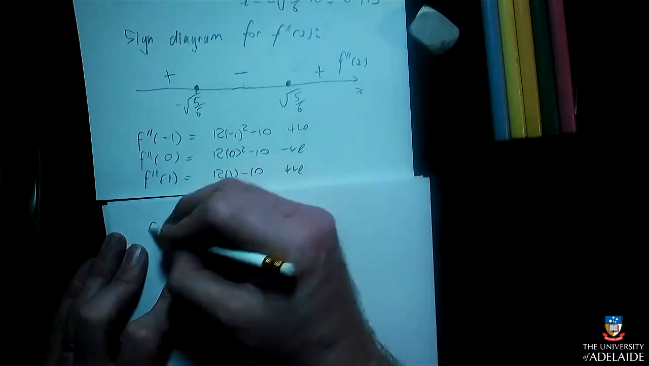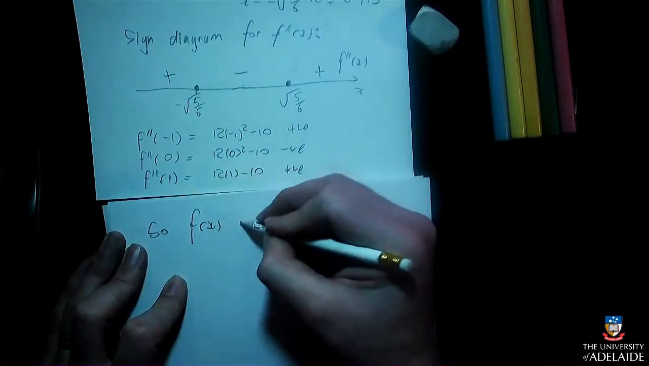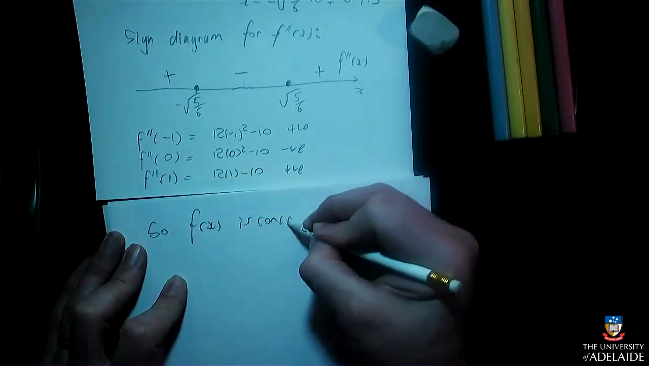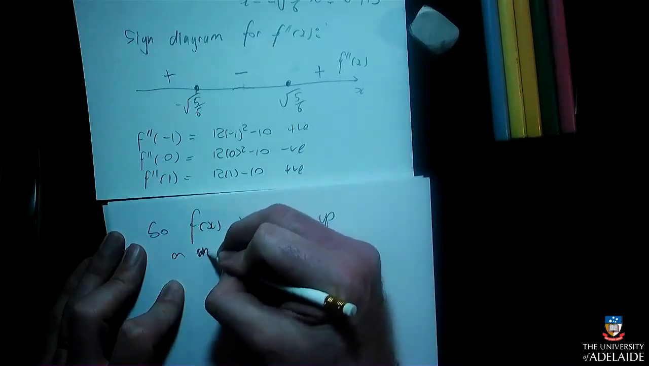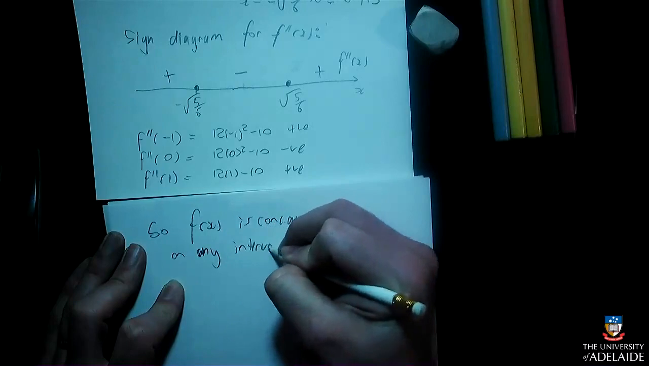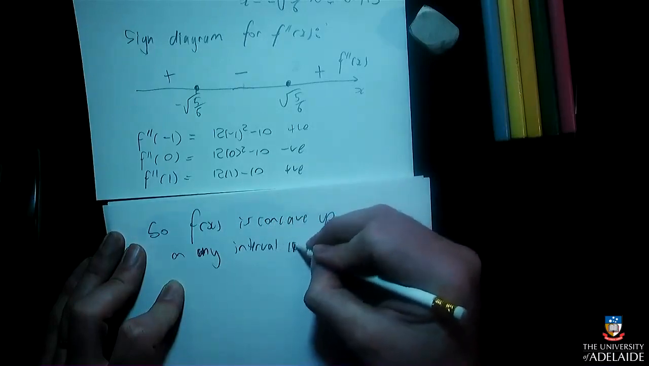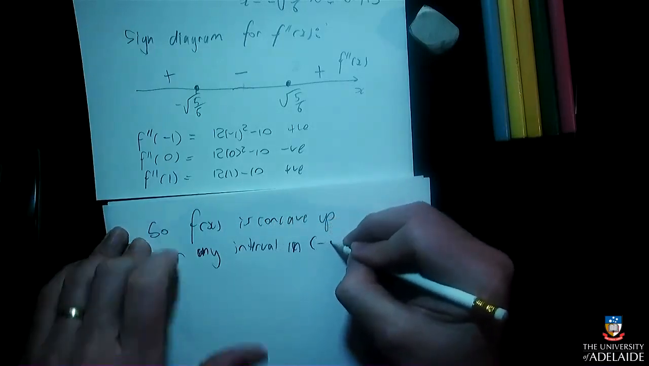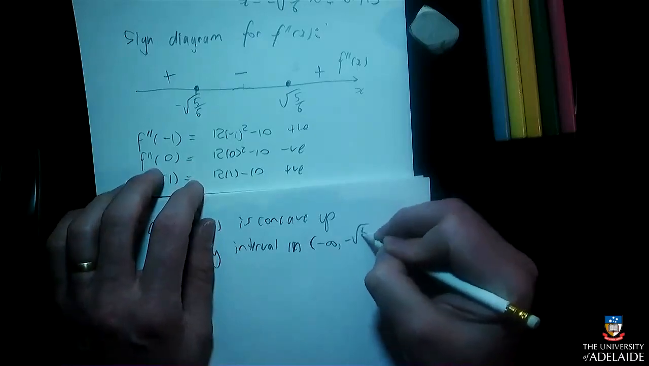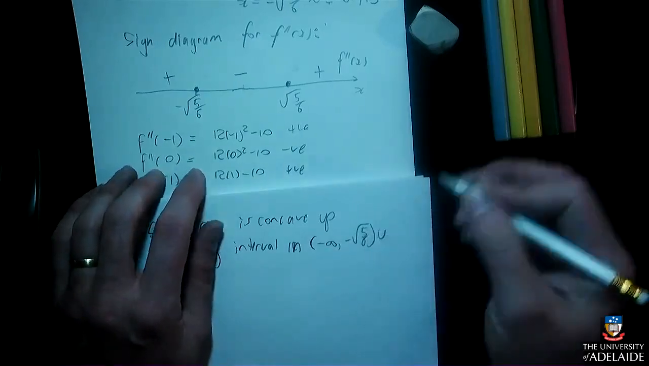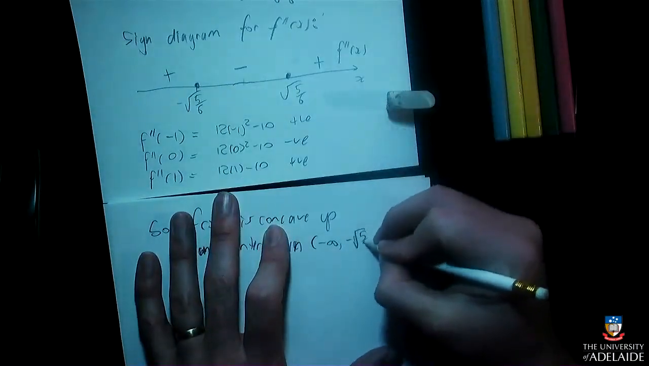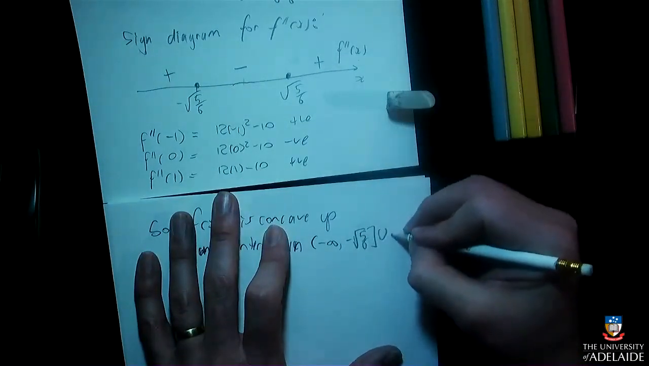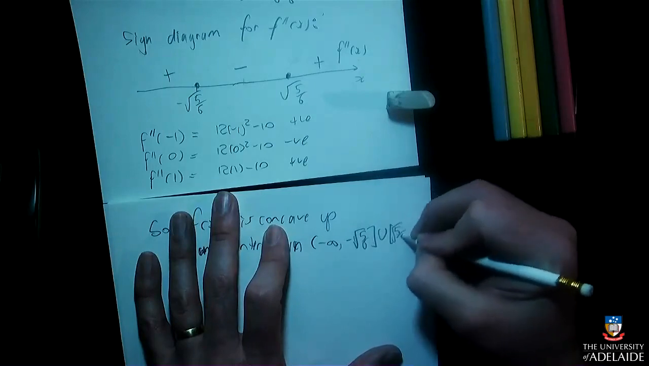So f of x is concave up on any interval in this set, so anything from minus infinity up to minus root 5 on 6, and we are allowed to include that point. And any interval from root 5 on 6 to infinity.